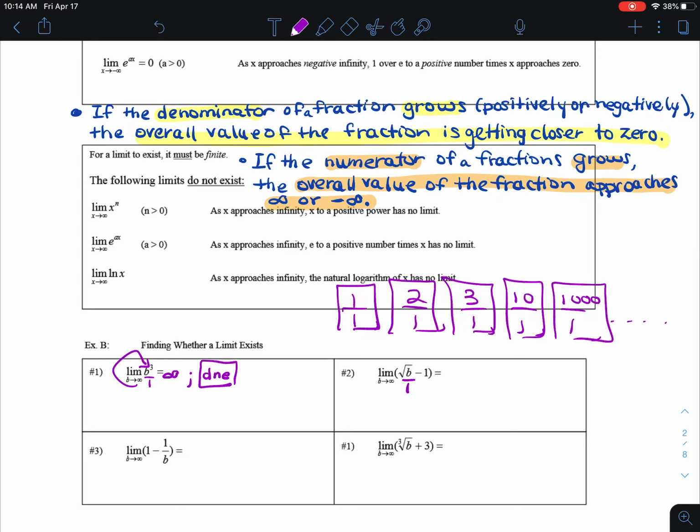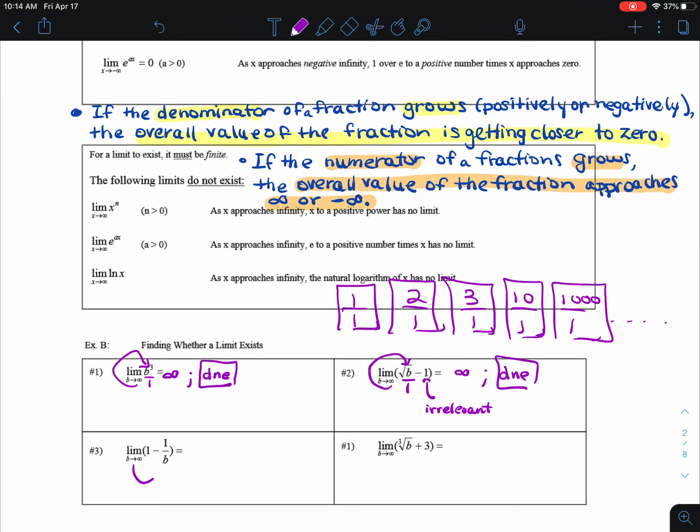Okay. Number 2, look at where that b is, because that's where I'm plugging in larger and larger numbers. That square root of b, it's in the numerator. That is going to cause that to be infinity. This is kind of irrelevant. It doesn't matter if there's like another number there. If one aspect of your problem has a numerator that's growing, then your overall answer is going to be does not exist.